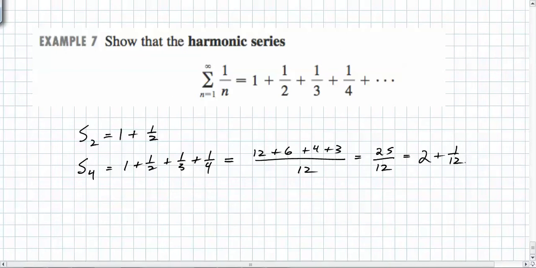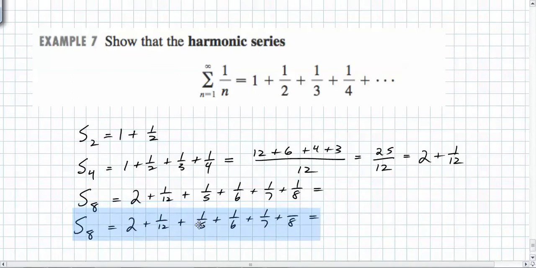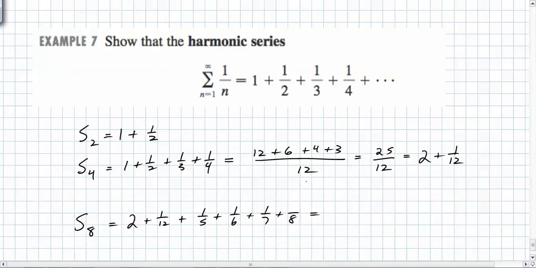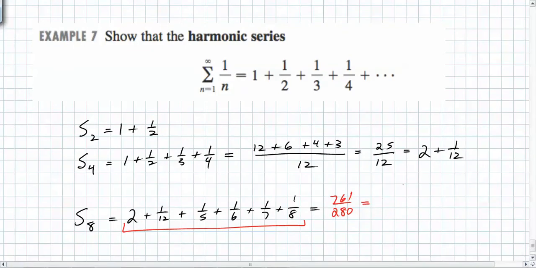Okay, well we just crossed over 2, right? You agree with that? Doesn't approach 2. Okay, I'm just fishing out here. Let's do S of 8 and see what happens. Well, that's definitely going to be 2 plus a 12th, right? Plus 1/5 plus, big numbers, right? Okay, that's good. Dude, what is that in decimal form?